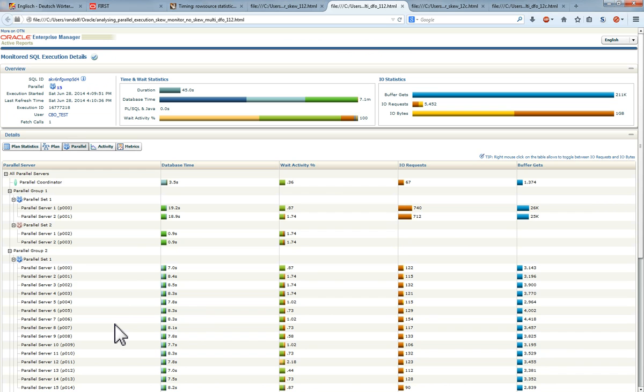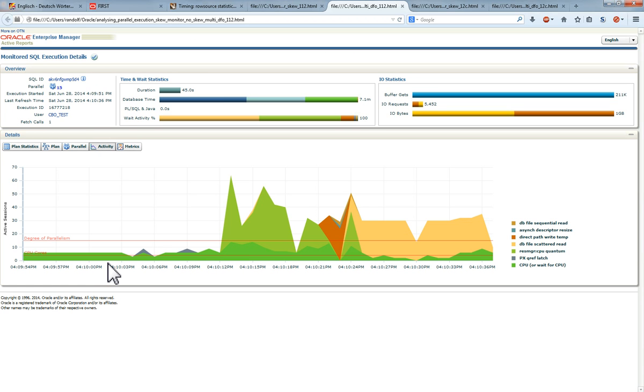But as I said, it's not really that obvious. And another point is that this activity information doesn't really show that information in a correct way. So that is pretty misleading. That it says that the degree was 15 for all of the time.